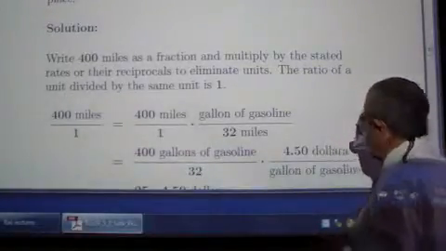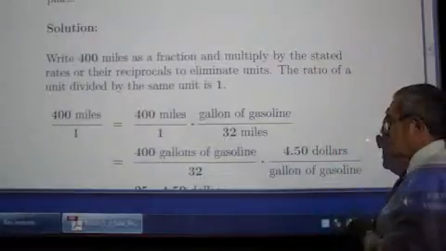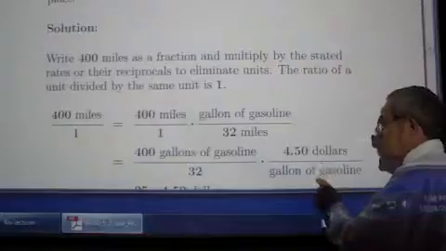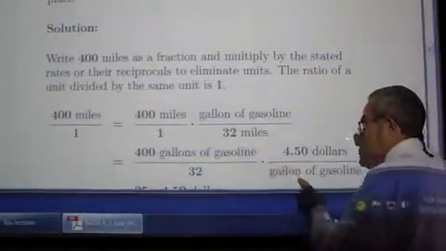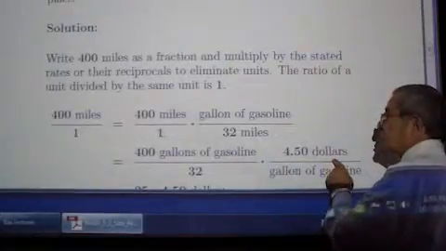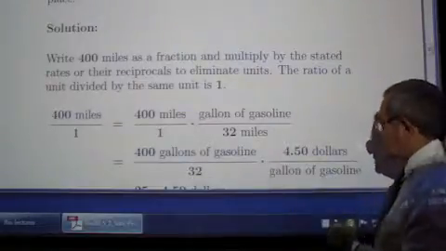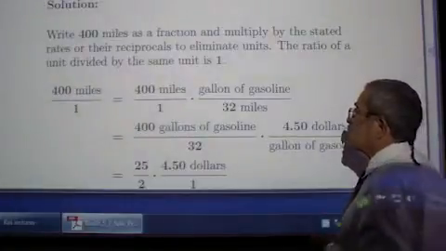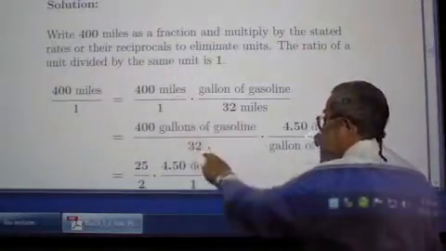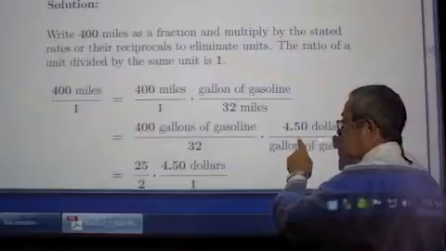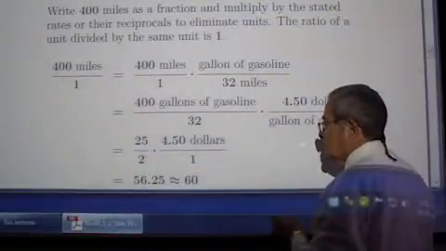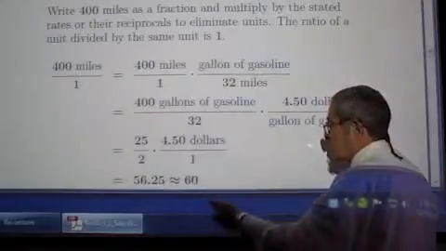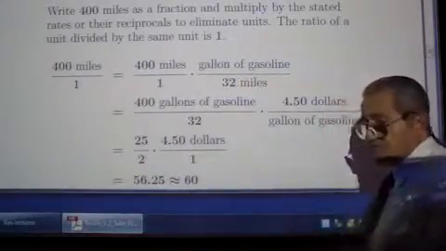And then you wanted to go from gallons to dollar. You pay $4.50 per gallon. So you need the gallons in the denominator for the gallons to drop out. You get dollars in the numerator. That's what you wanted. What is the cost? The cost is in dollars. Now your math is 400 divided by 32 multiplied by 4.5, which should give you $56.25. Round to the next higher 10, about $60.